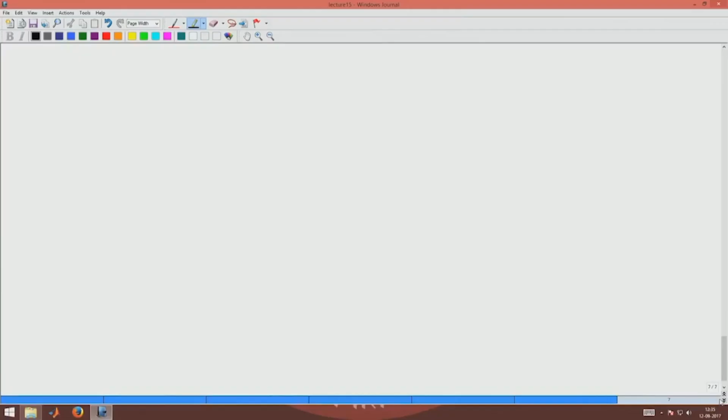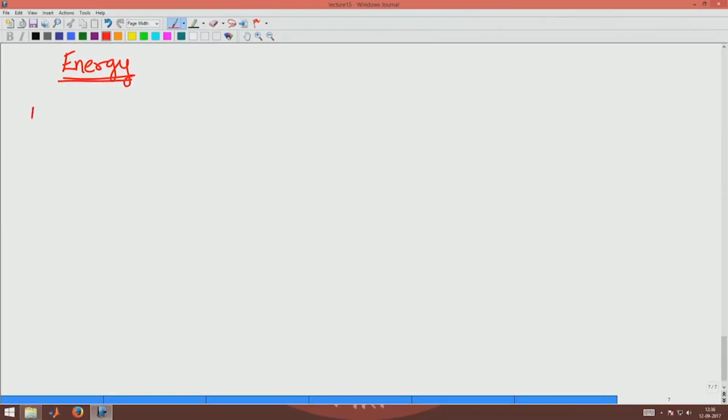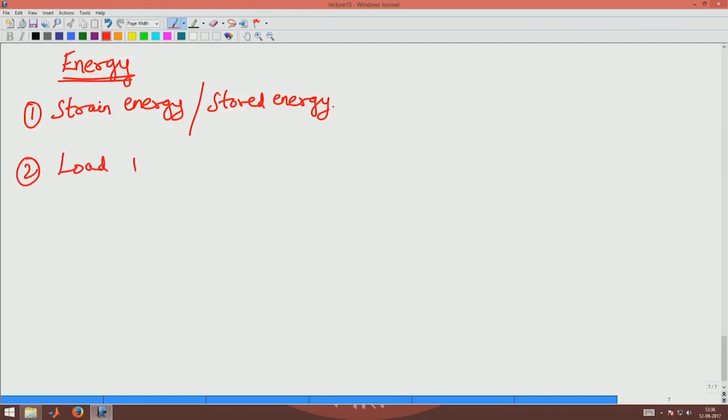Next, what we are going to look up is some concepts in mechanical energy. Just like force is a mathematical construct to explain displacement of bodies, energy is also a mathematical construct for an alternate formulation to explain displacement of bodies. Basically, here we are interested in looking at three concepts. One, what is called strain energy, or stored energy. The second concept is load potential, and the third concept is total potential.